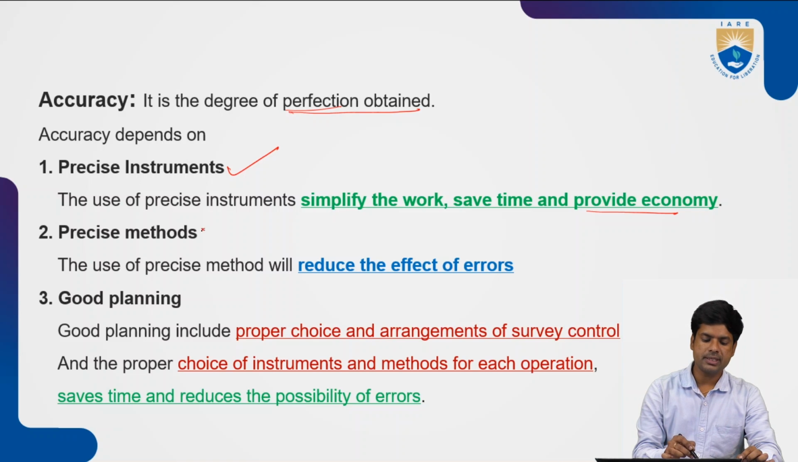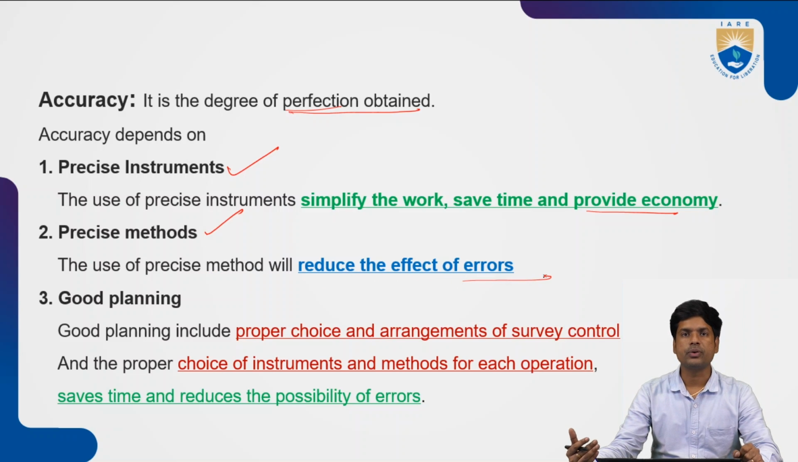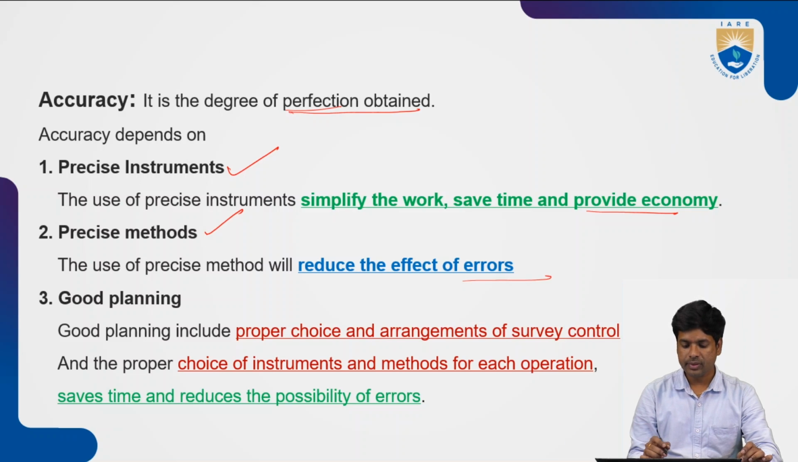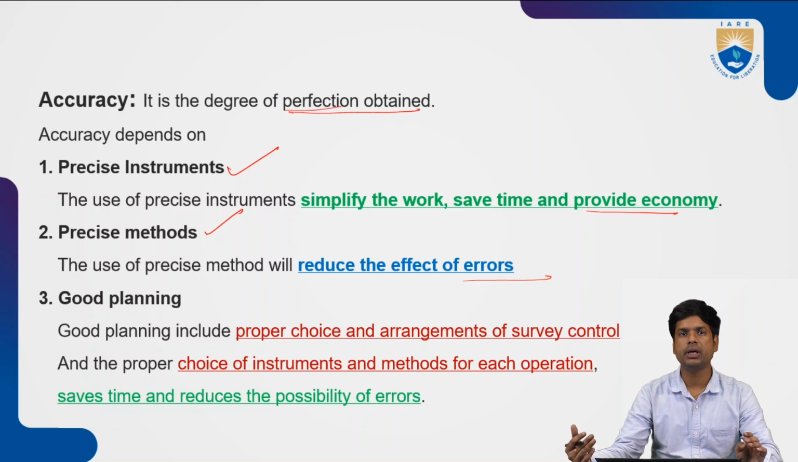And next one, precise methods. The use of precise methods will reduce the effect of errors. So what are the methods you are going to use? If you know the methods perfectly, then you can do the surveying very perfectly. But if the method you are using is wrong, or if you make any mistakes in the procedure, then it is going to take a lot of time and it is going to create errors also. So that is why the method you follow should be precise and accurate.